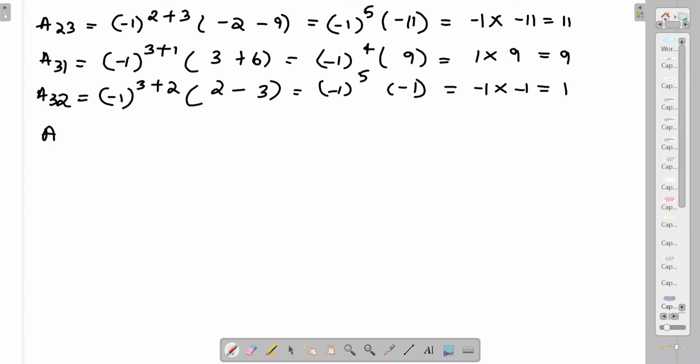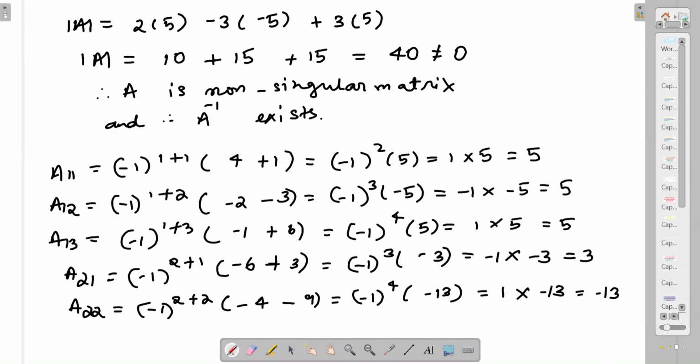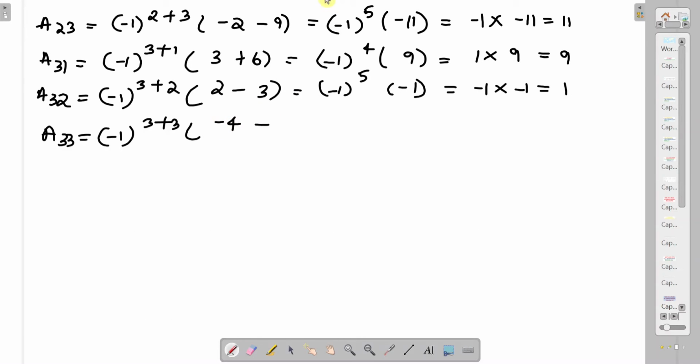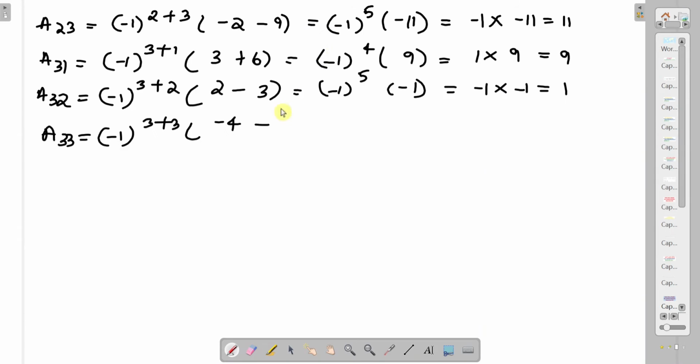Okay, then A33, so minus 1 raised to 3 plus 3 times, now we have to hide the third row and the third column, minus 2 times 2 is minus 4, and minus of 1 times 3 is 3, so minus 1 raised to 6 multiplied by minus 7, which is equal to 1 times minus 7, which is minus 7.